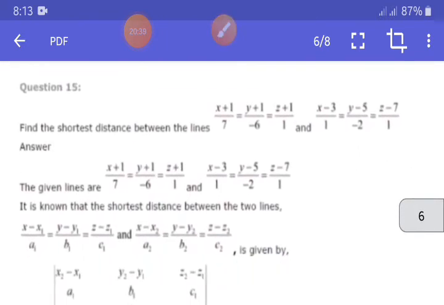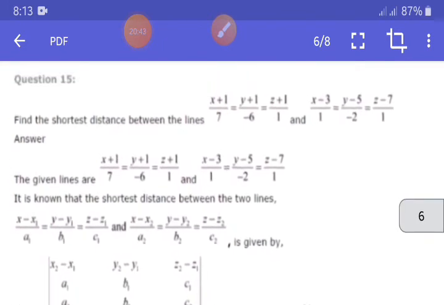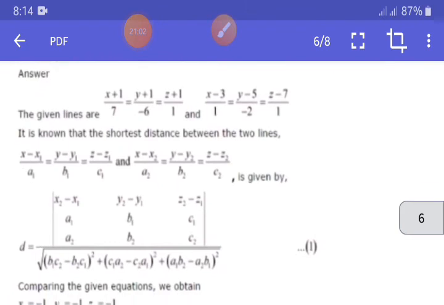Next, question number 15. Find the shortest distance between the lines (x plus 1)/7 = (y plus 1)/(minus 6) = (z plus 1)/1 and (x minus 3)/1 = (y minus 5)/(minus 2) = (z minus 7)/1. The given lines are these.